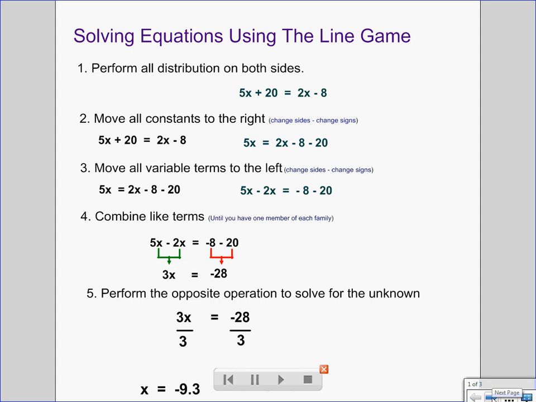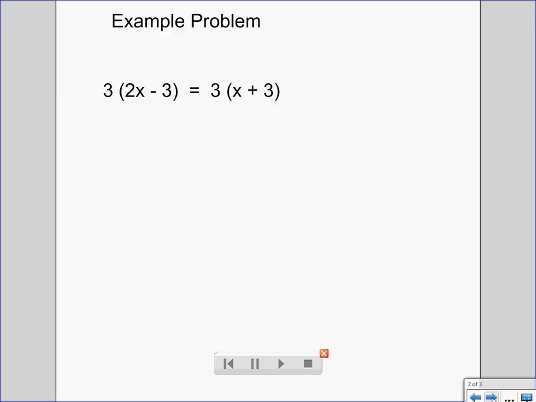Now, as we followed these steps, we had an equation that had distribution on both sides. I'm going to do an example problem on the next page here that uses the same logic, but I'm going to perform the steps as I say it. Perform distribution on both sides. Okay, and it's 2 times 3 is 6x. A negative times a positive is a negative 9. 3 times x is 3x. Positive times a positive is positive 9.